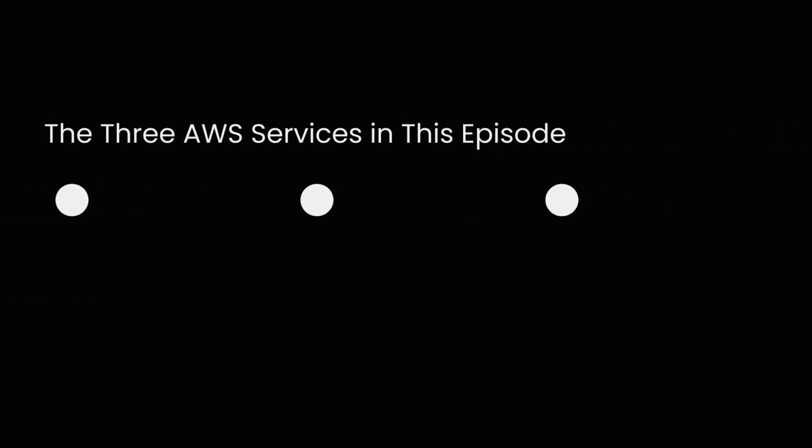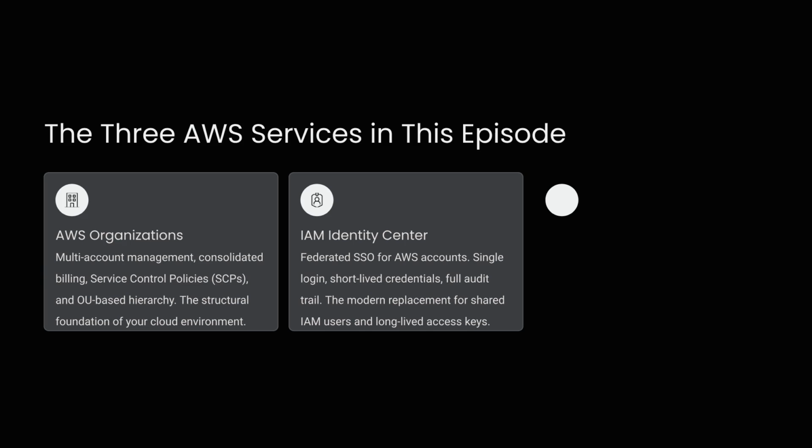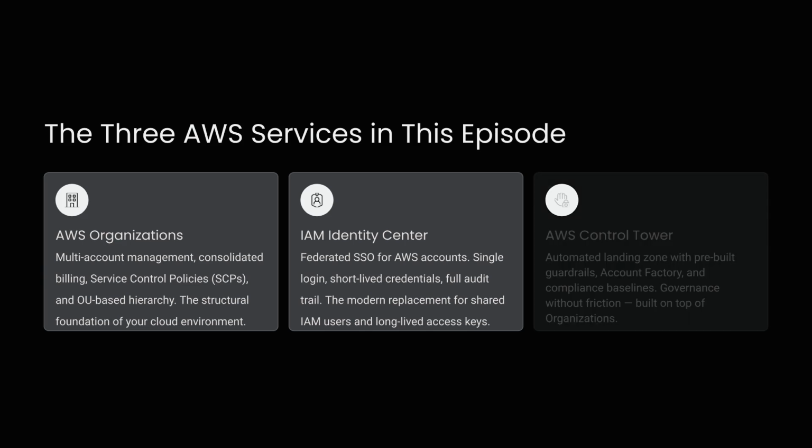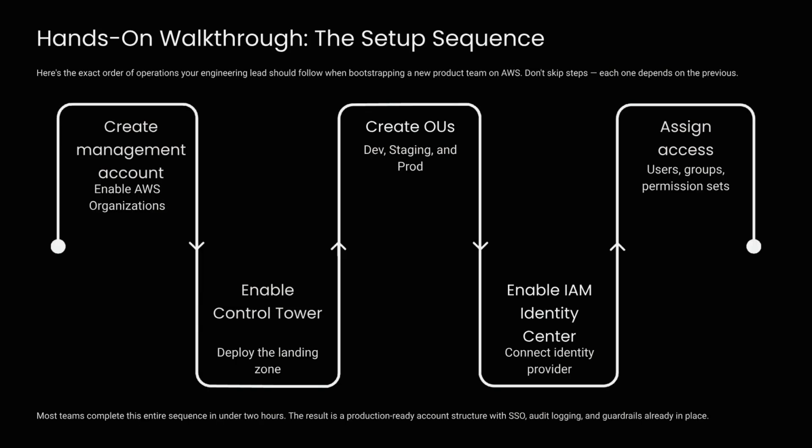Here are the 3 AWS services discussed in this video. AWS Organizations for structural foundation and centralized billing. IAM Identity Center for federated SSO and short-lived credentials. And AWS Control Tower for automated governance and compliance. The hands-on setup sequence involves 5 steps. First, creating the management account and enabling Organizations. Then, creating OUs for dev, staging, and prod. Next, enabling Control Tower and deploying the landing zone. Fourth, enabling IAM Identity Center and connecting the identity provider. Finally, assigning access to users via permission sets.